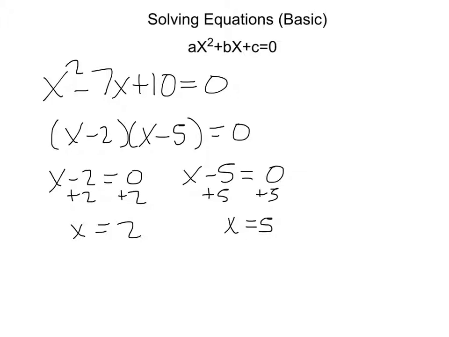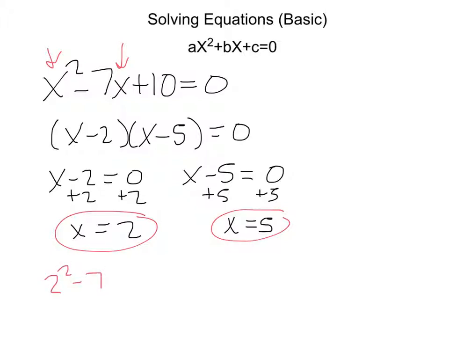We'll talk later, especially in the more advanced version of this, about how these are actually solutions. But one way you can check this is to plug these back into the problem for x here and x here. So let's do that. We'll say 2 squared minus 7 times 2 plus 10. That's going to equal 4 minus 14 plus 10, which if you add the 4 and the 10, you get negative 14 plus 14. So that does in fact equal 0, so we're good there.